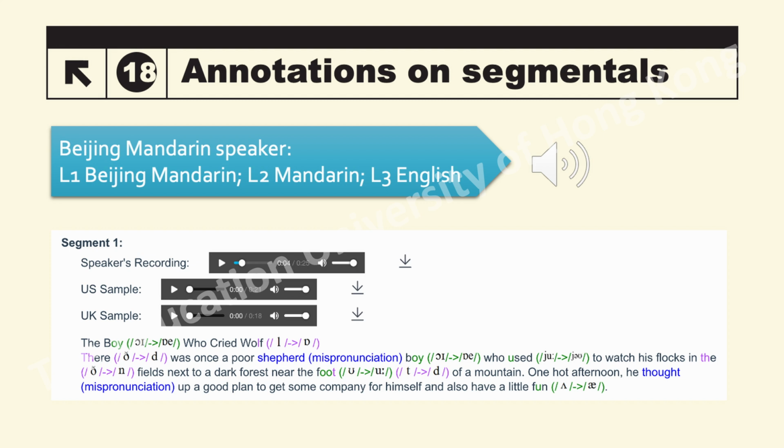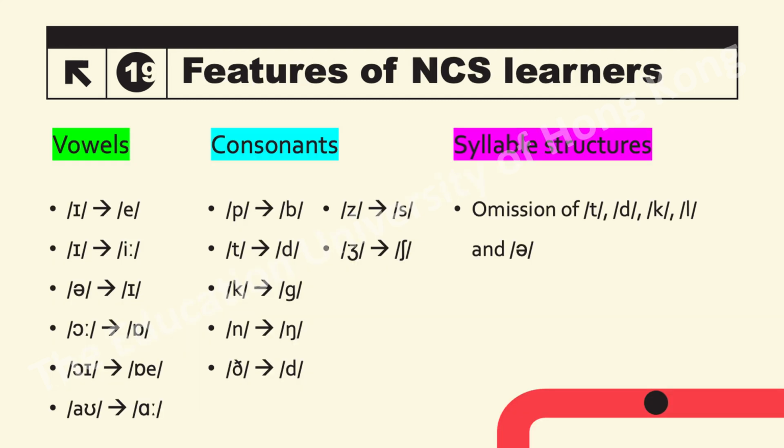Based on the annotations provided, we can observe some common segmental features, such as replacement of diphthong sounds and replacement of L by a vowel O. Our corpus also includes recordings from non-Chinese speaking learners.